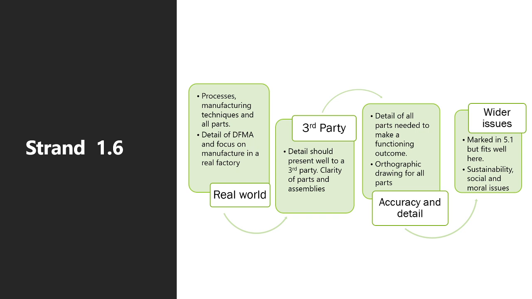It is also an opportunity to look at wider issues. Now, they're marked in 5.1. However, they're often something that gets missed, and Strand 1.6 is actually a really ideal place to pop them in. And you can look at things like sustainability, social, moral issues, and other wider issues that are associated with your product and the impact it may have on the wider community.